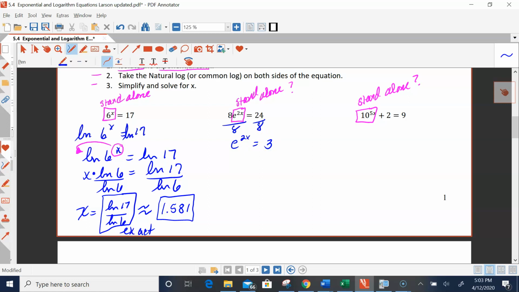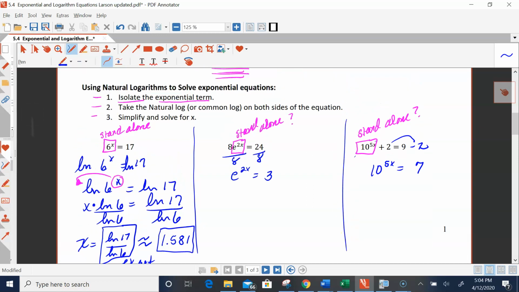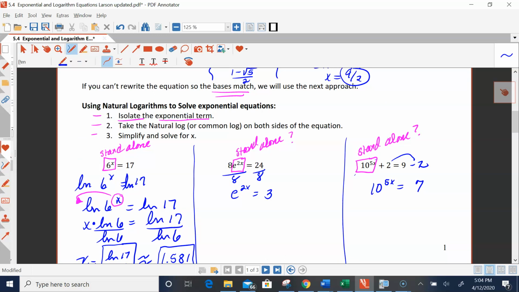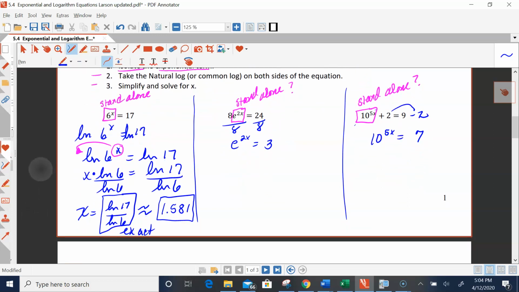Before we solve it, let's look at the next one. How can I get a 10 to the 5x by itself if attached to it is a plus 2? Well, I can subtract 2 and get 10 to the 5x equal to 7. So now here we are where we've isolated the exponent term. Finish these two up by taking the log of both sides and then solving for x. Pause it, solve it, come back and check your work.